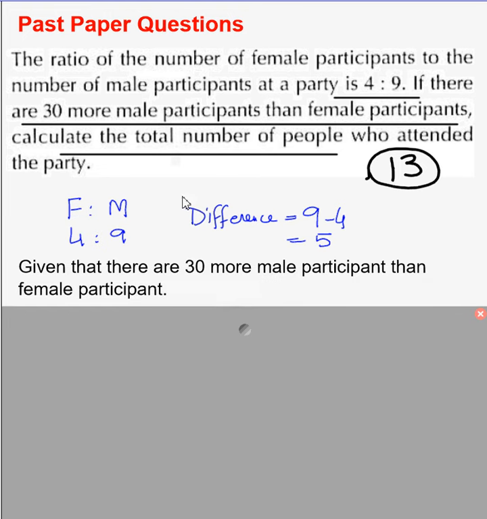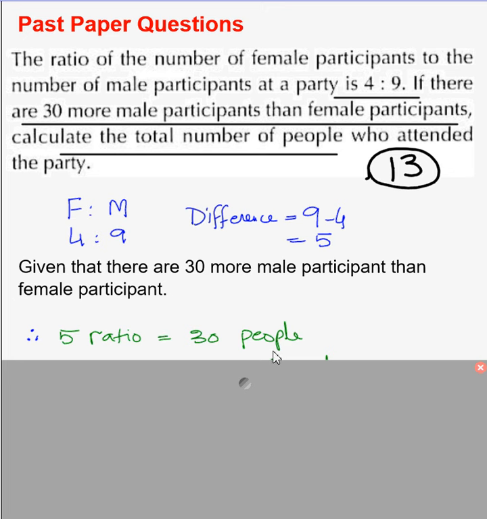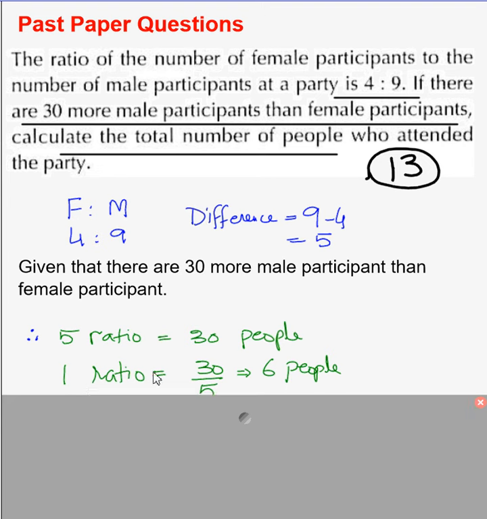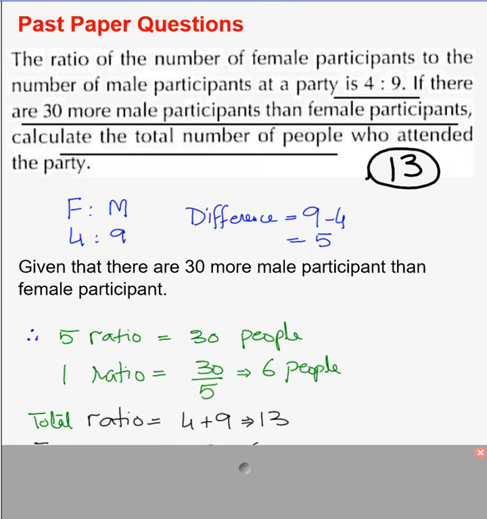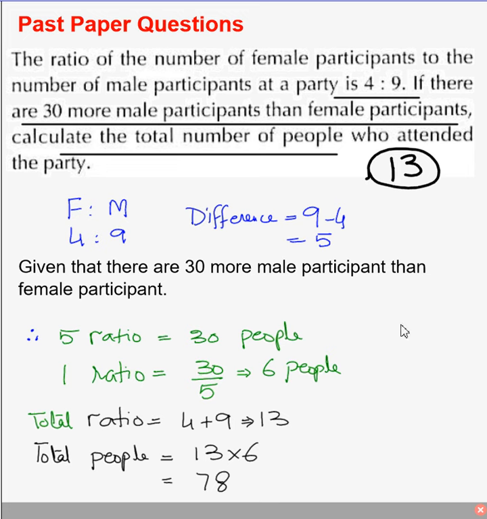The question is giving you the information that male participants are 30 more. If ratio-wise they are 5 more, and as human beings they are 30 more, what does it show? It shows that 5 ratios is equal to 30 participants, right? So from here you can get the number of people in one ratio. One ratio is equal to 6 people. And 9 plus 4 is 13, meaning total ratios were 13, like all the people were divided into 13 equal portions. So 6 times 13 will give you the total number of participants in the party, which is 78.